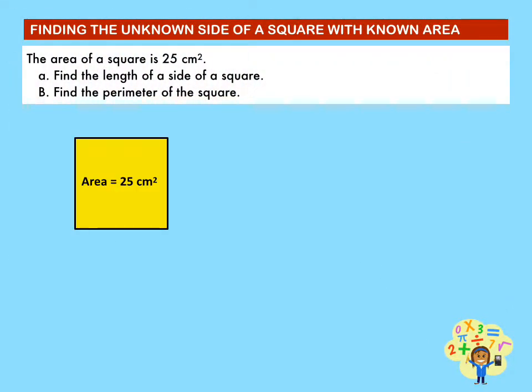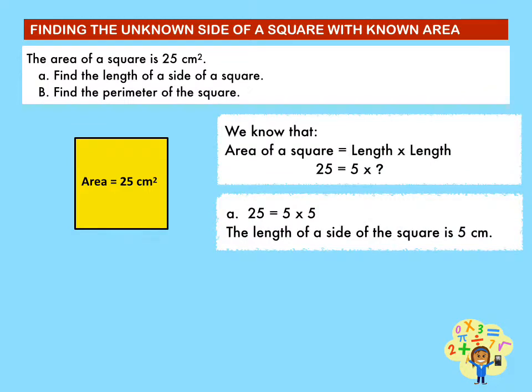Let's look at the given problem. The area of a square is 25 square centimeters. Find the length of a side of the square and also find the perimeter of the square. To find the answer in question A, we know that the formula in getting the area of a square is length times length. To which number do you multiply 5 to get 25? Correct. 5 times 5 is the same as 25. So we say that the length of a side of the square is 5 centimeters.